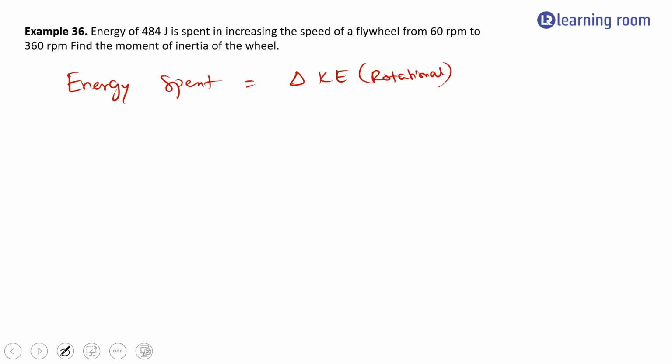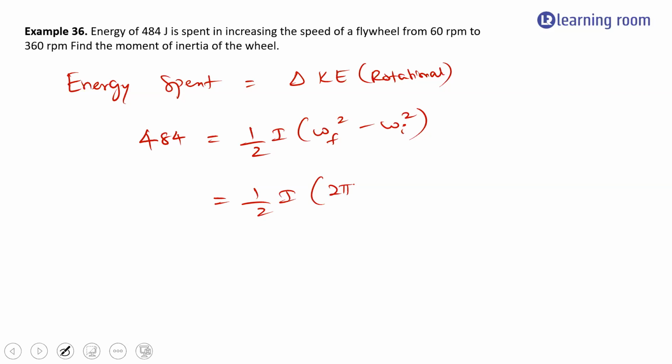So what is the energy spent here? 484 is equal to the change in kinetic energy, which is half I, where I is common, into omega final square minus omega initial square. Can I write omega as 2 pi f, so it becomes 4 pi square into f final square minus f initial square? I didn't do any conversion yet, just writing the formula.